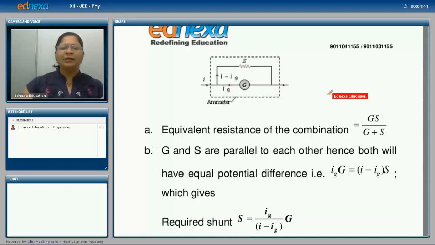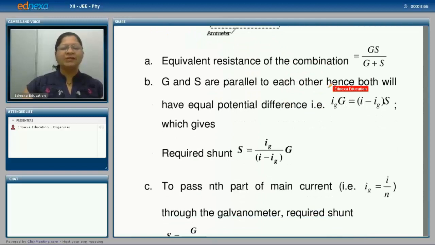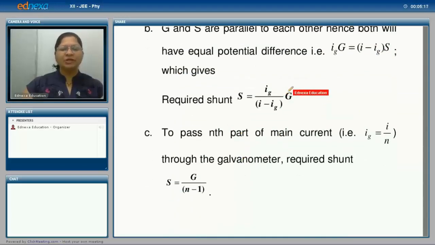Now here, when you connect this small shunt in parallel with the galvanometer, then the equivalent resistance of the combination will become GS upon G plus S. As G and S are parallel to each other, both of them are going to have equal potential difference, and therefore the current through galvanometer into galvanometer resistance is equal to I minus Ig into S. This gives us the required shunt value, which comes out to be Ig upon I minus Ig into capital G.